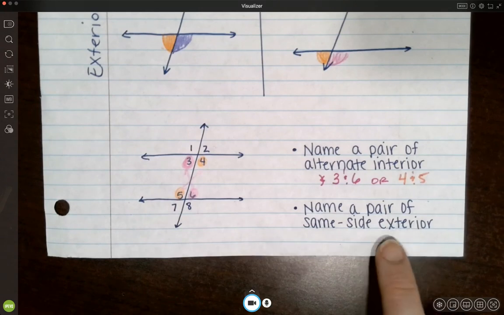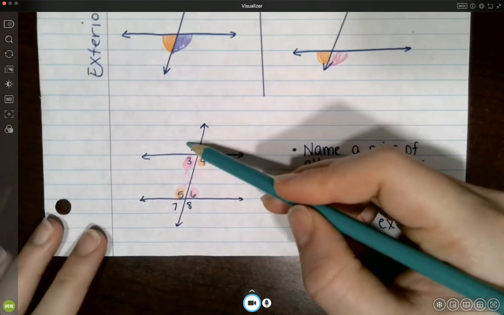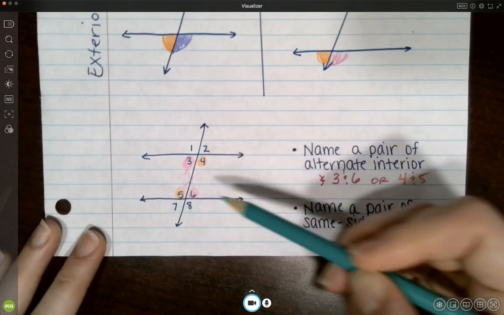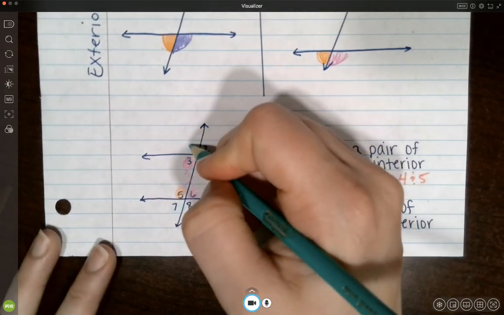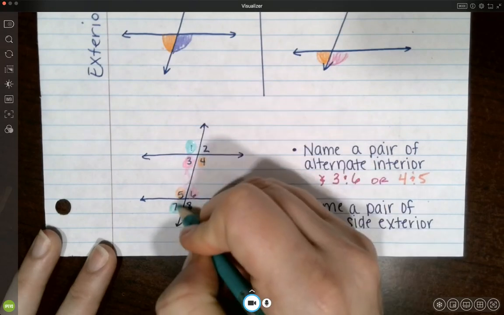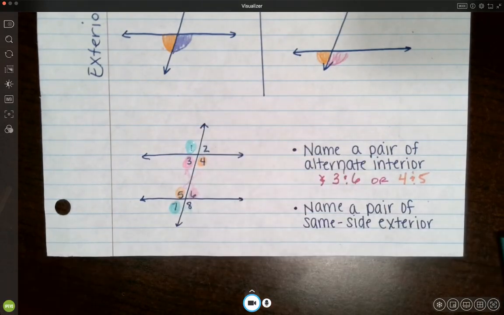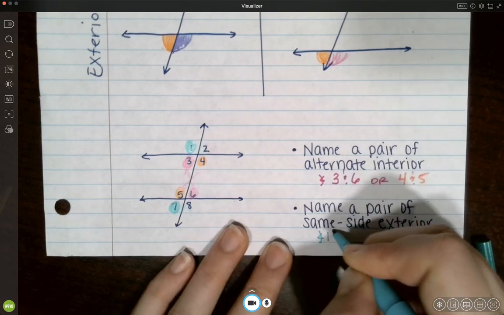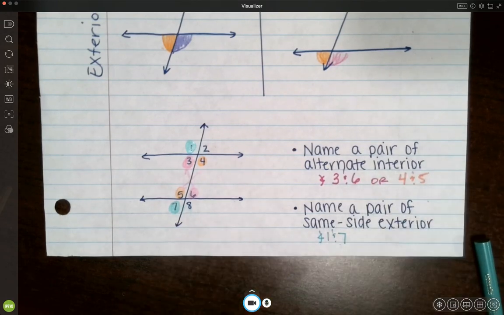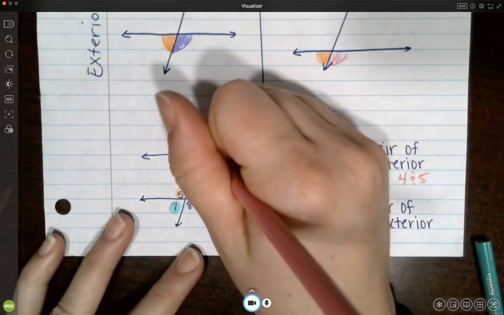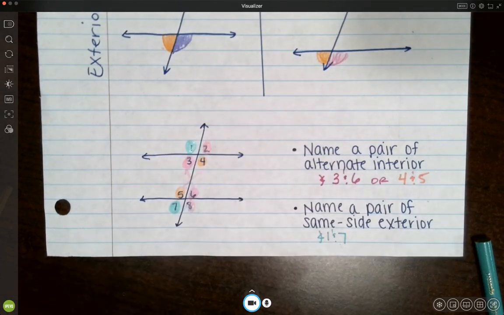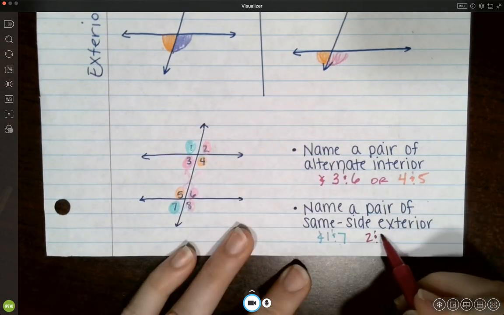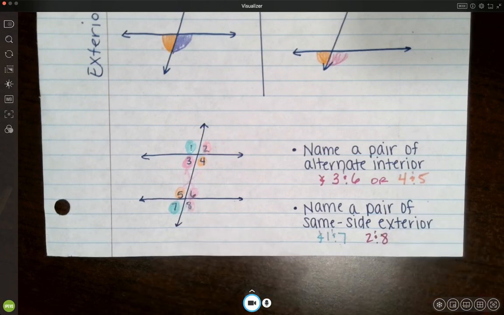This next one says a pair of same side exterior. Outside, exterior, is 1, 2, 7, and 8. Same side is on the same side of the transversal. So in this case, I would be working with 1 and 7, or we would have 2 and 8. So that's a way that we can use our vocabulary.